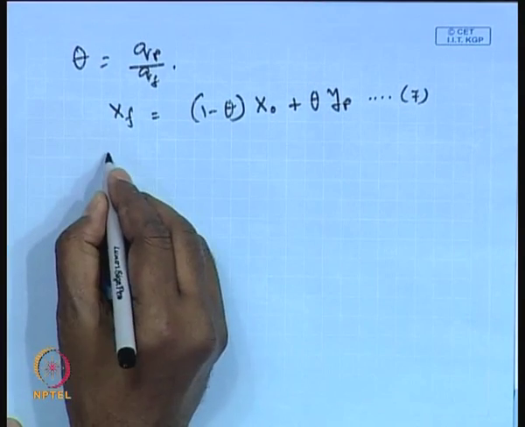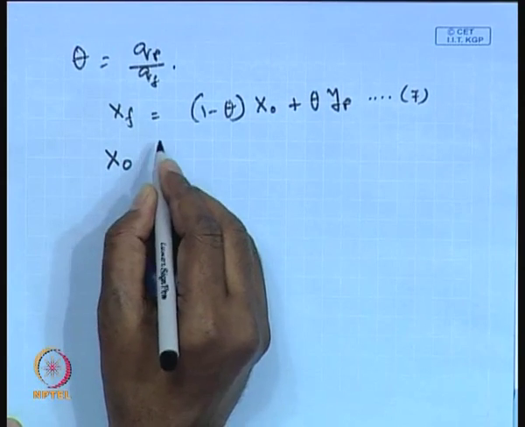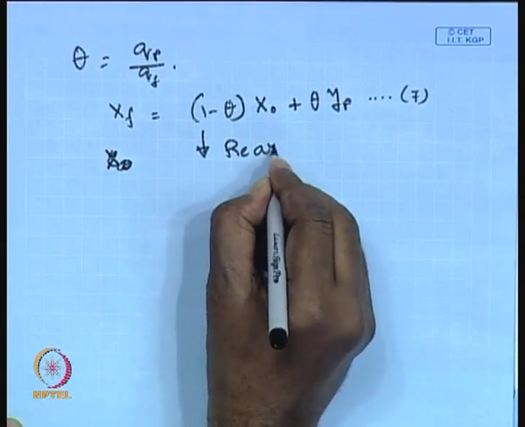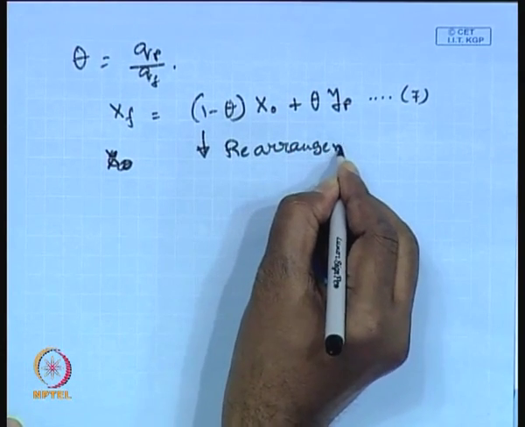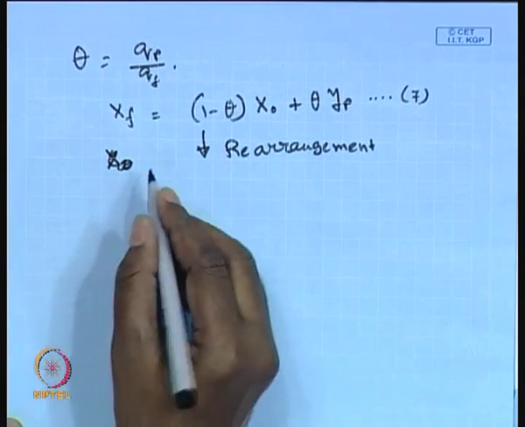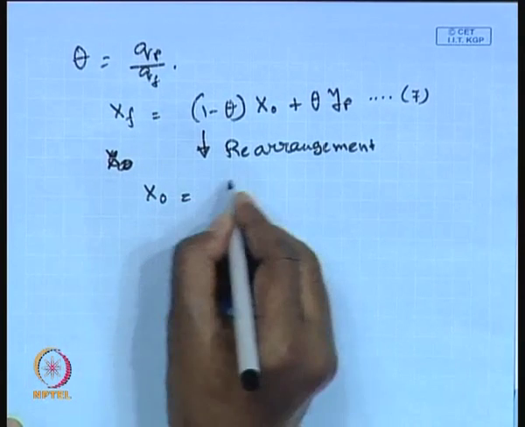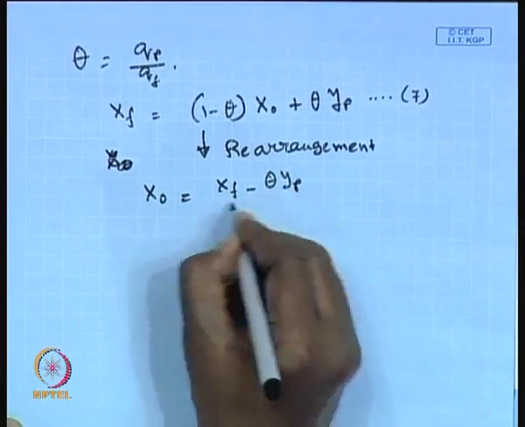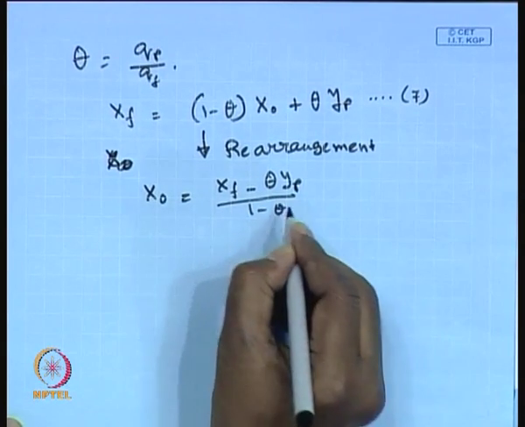That means you can find out the mole fraction of the feed from this. That means a rearrangement of this equation can give you two things. Suppose x naught is equal to XF minus theta yp divided by 1 minus theta.